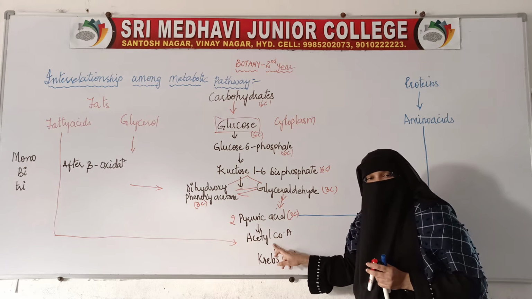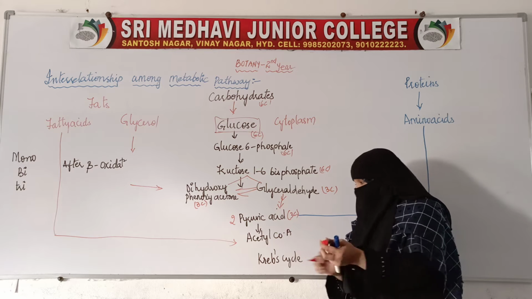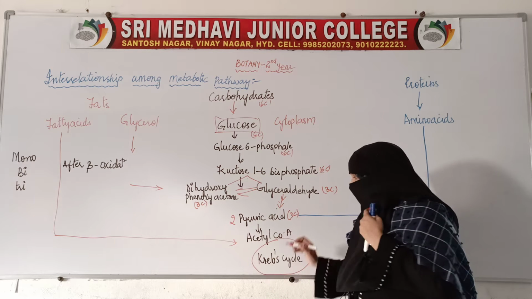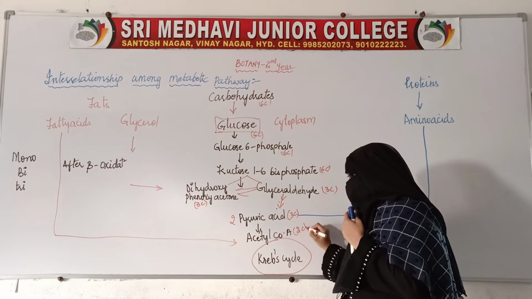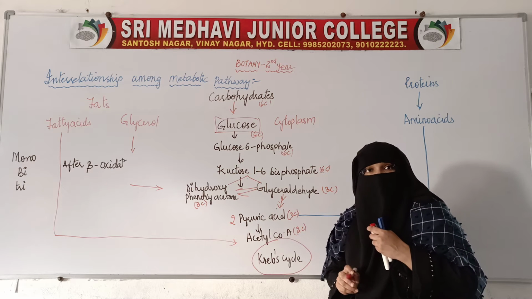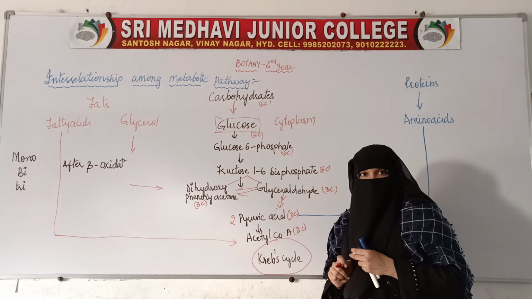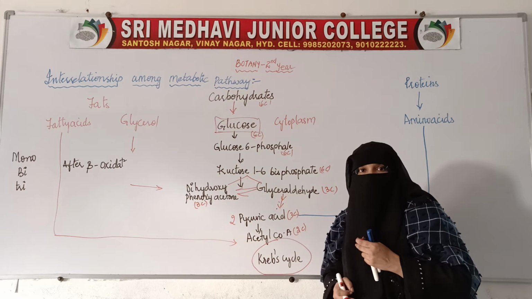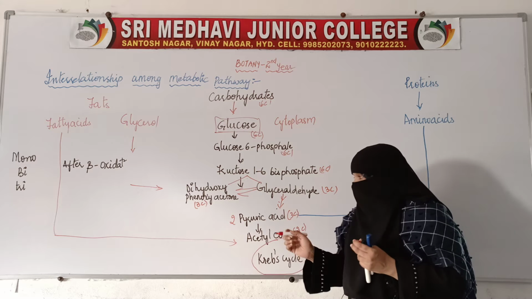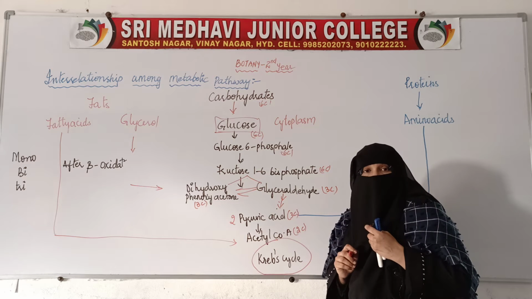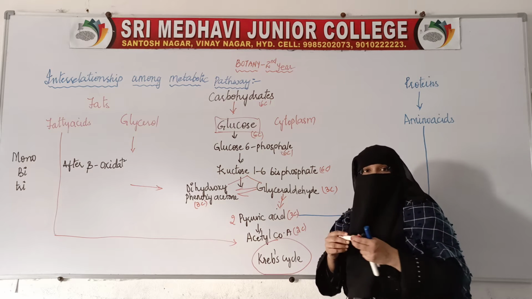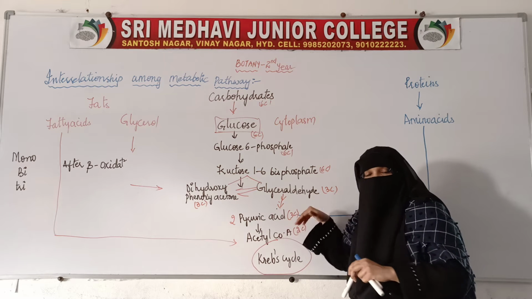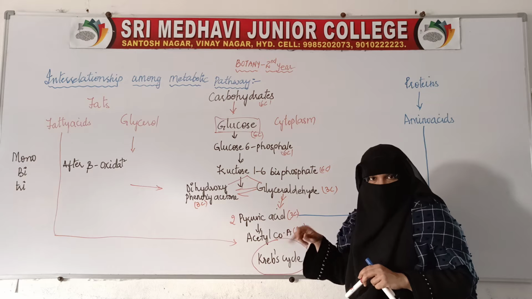This acetyl coenzyme A further enters into the Krebs cycle. The acetyl coenzyme A, which is a 2 carbon compound, enters into the Krebs cycle, and during this Krebs cycle we see the different events which take place. Here this 2 carbon compound acetyl coenzyme A will combine with oxaloacetic acid, changing into citric acid, then isocitric acid. So the cycle will be seen.